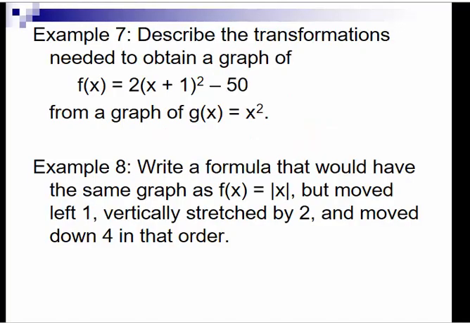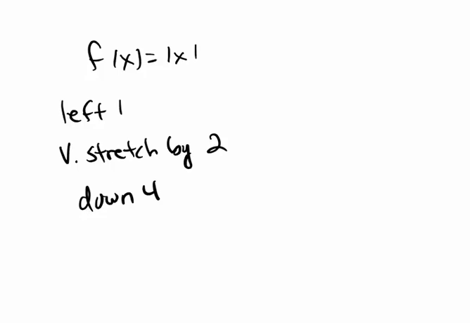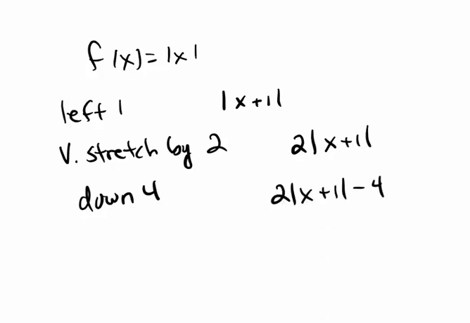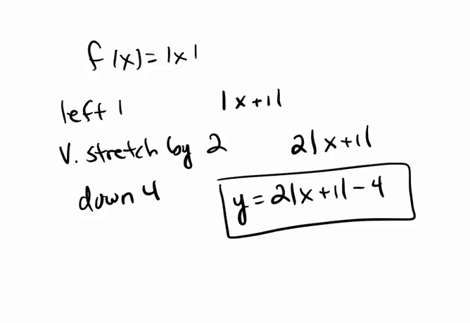Okay, and then our last question, we're going to write a formula for a graph that starts with absolute value of x, and then in this order moves it to the left 1, vertically stretched by 2, and down 4. Okay, so this time we want to write the formula. I'm going to do it one step at a time here. Back to my iPad screen. So we're going to take absolute value of x and we're going to move it to the left 1. That would give us on the inside an x plus 1 to go to the left 1. And then a vertical stretch by 2, we would multiply that by 2. And then finally down 4. And we would get our formula. 2 times the absolute value of x plus 1, minus 4.